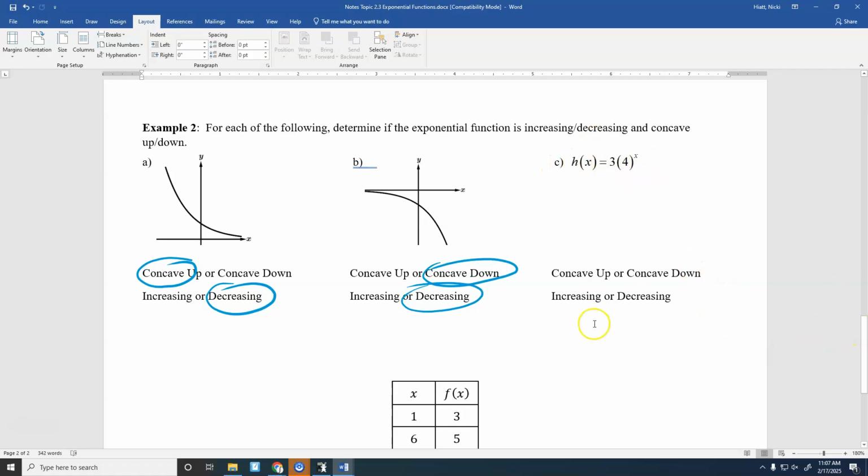Now, C does not give us a graph, so we want to try to come up with a graph for it. Our starting value is 3, so on a graph we would start at 3. Is it going to be growth or decay? That one's going to be growth, so it will look like this. So for that one, Mason, concave up or concave down? Up. Increasing or decreasing? Increasing. This is what we want our bank account to look like. Concave up, increasing. Although that would be really hard to pull off.